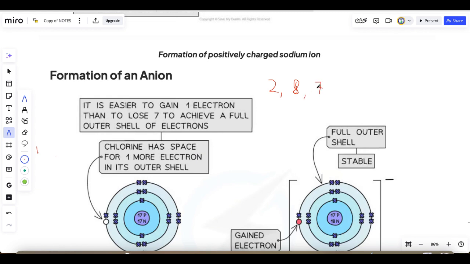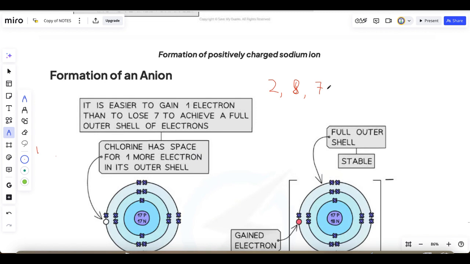So chlorine requires less energy to gain 1 electron than to push out several electrons. The energy to push out several electrons is far greater than the energy to look for 1 electron. So chlorine will decide what is best for its interest. It's better for chlorine to just look for 1 electron, because that energy is way smaller than the energy required to get rid of several electrons. If it adds the 1, this will be 8, and it will have a full outer shell of electrons.